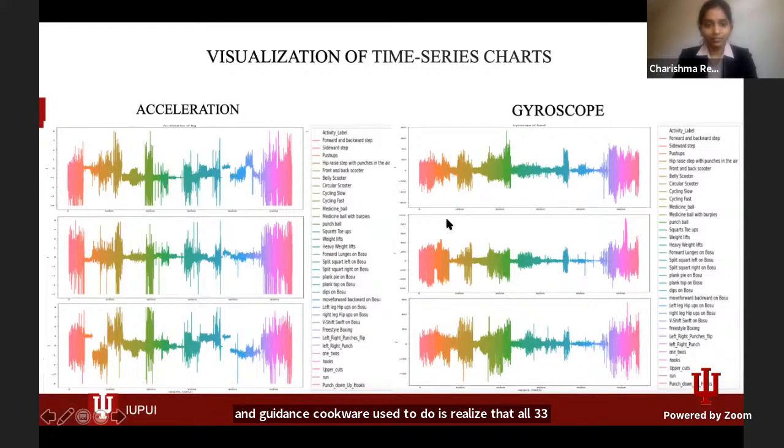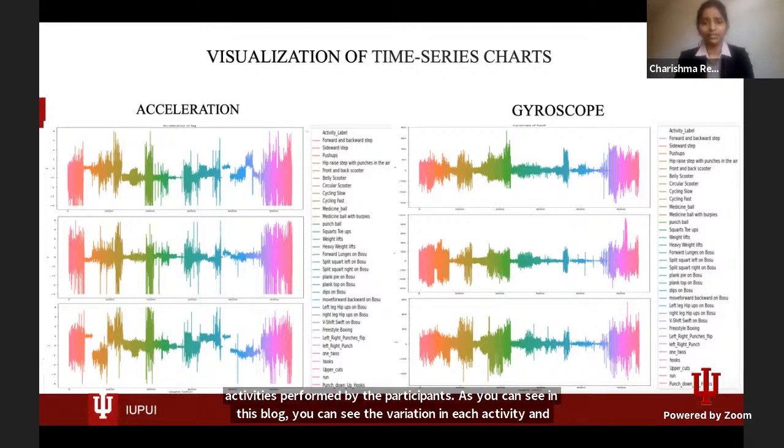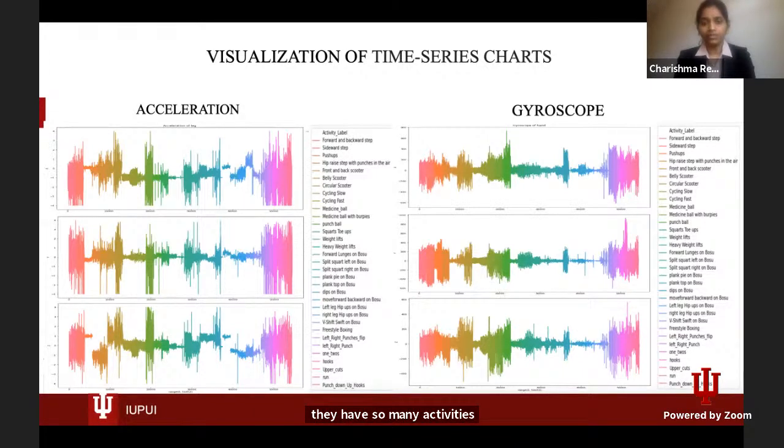As you can see in these plots, we can see the variation in each activity, and they have performed so many activities using the stepper, the scooter, the cycling machine, and heavy weights. And also they performed non-contact boxing, such as jabs, uppercuts, punches, punch down, and hooks.